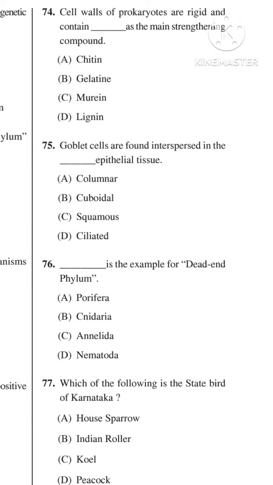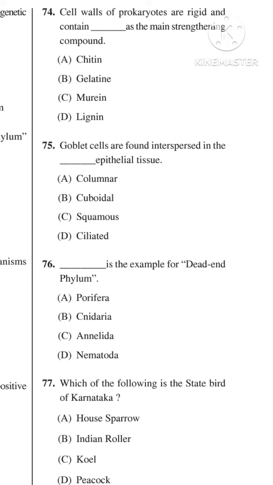Next, question number 74. Cell wall of prokaryotes is rigid and contains dash as a main strengthening compound. Options are chitin, option B gelatin, option C murein, option D lignin. We know that the cell wall of prokaryotes is made up of peptidoglycan, but peptidoglycan is not given in the options, but another name for peptidoglycan is murein. So the correct answer is option C, murein. Murein or peptidoglycan, both are the same.